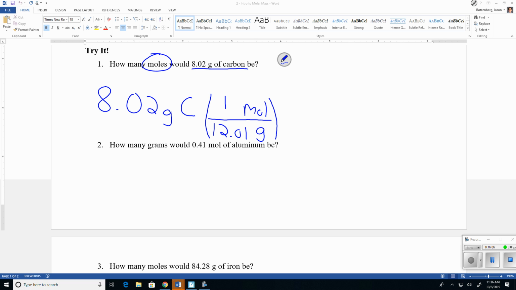Division. 8.02 divided by 12.01. The measurement that started the problem had 3 significant digits. Our final answer should have 3 significant digits. This one, I get 0.668, and remember that 0 doesn't mean anything.